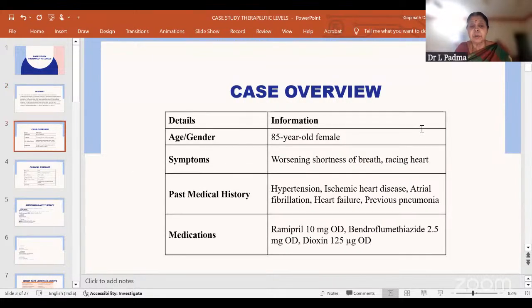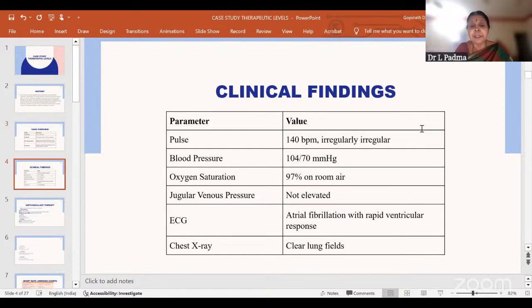The case overview: an 85-year-old female, a geriatric, with worsening shortness of breath and racing heart, that is most often atrial fibrillation or tachycardia. The past medical history has a whole lot of diagnoses: hypertension, IHD, AF, CHF, and previous pneumonia, and the medications are as said above. The clinical findings are a pulse of 140 beats per minute, irregularly irregular. Blood pressure is 104 by 70. Oxygen saturation is 97. Jugular venous pressure is not elevated.